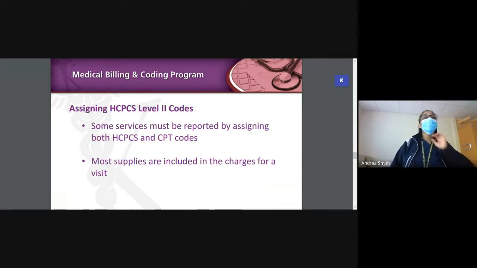Not all the time can you just... It says most supplies are included in the charge of a visit, but sometimes they're not. So if you go for surgery, there are some things they're going to automatically give you after you're done. That's already included in the price.